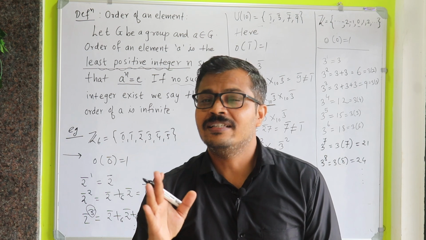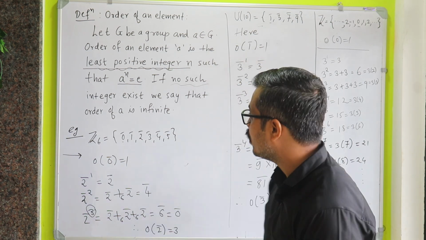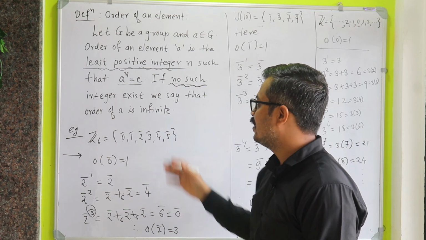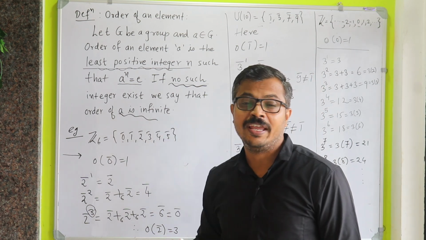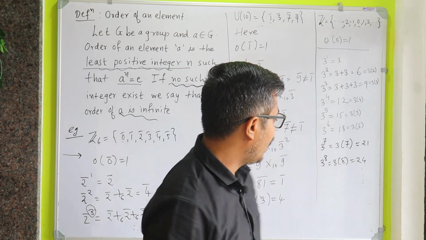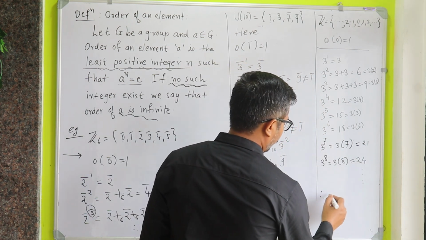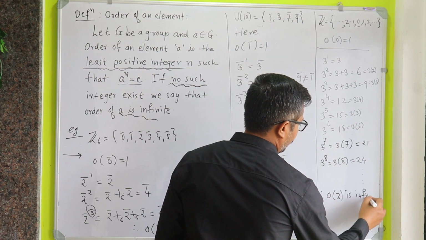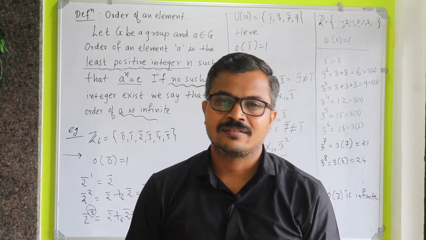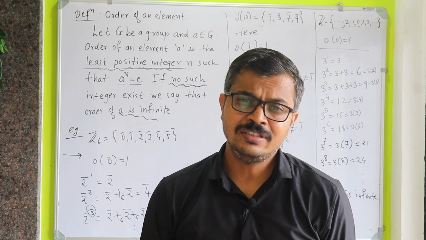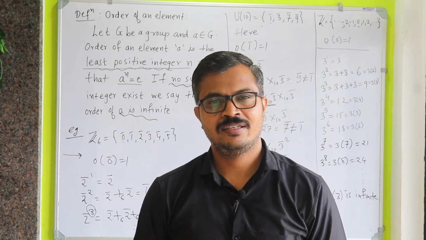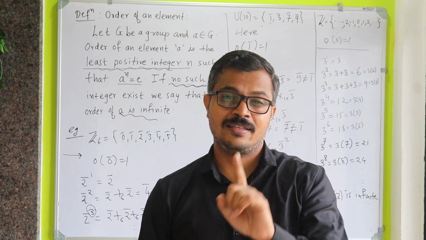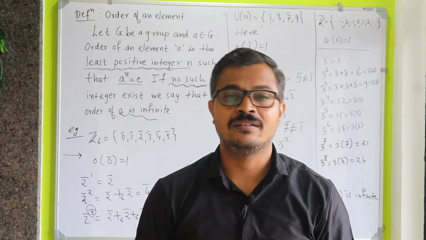And if this happens, according to the definition, if no such positive integer exists, then we say that the order of A is infinite. And therefore, for this particular example, the order of 3 is going to be infinite. In fact, the order of all the elements in Z is infinite except one element, that is nothing but the identity element 0.